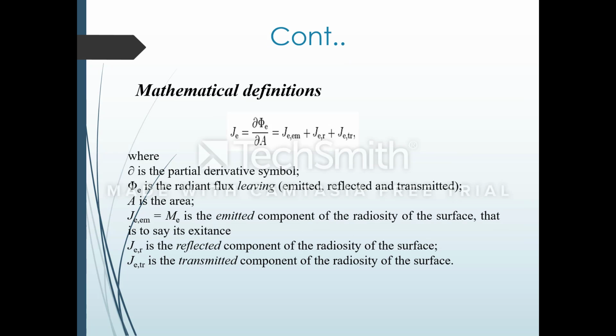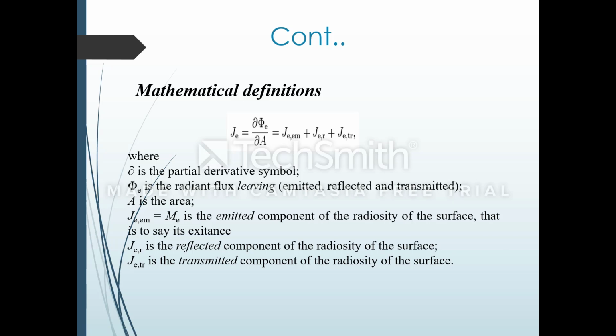Now we can see a mathematical definition to calculate the radiosity, where we have the partial derivative symbol and the radiant flux leaving, emitted, reflected, transmitted. A is the area, and there are emitted, reflected, and transmitted components. All these components we will see in the coming slides, and how they affect and calculate the radiosity.